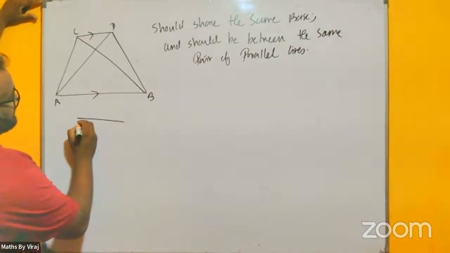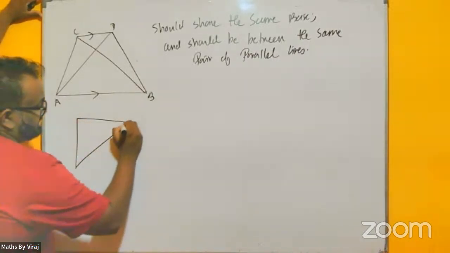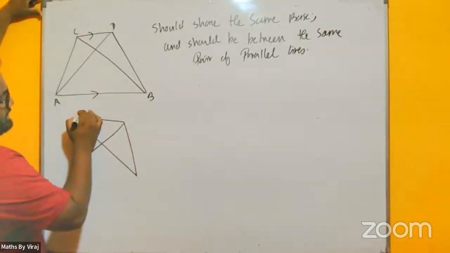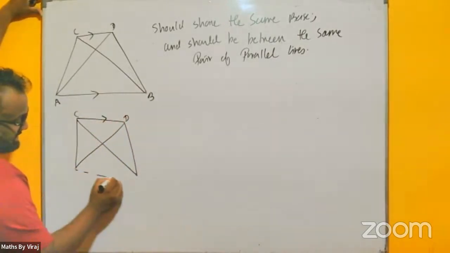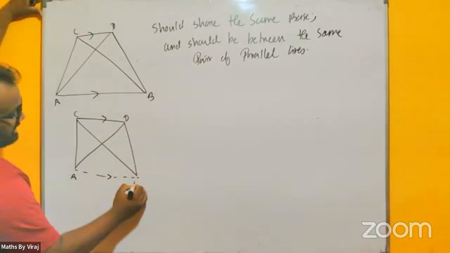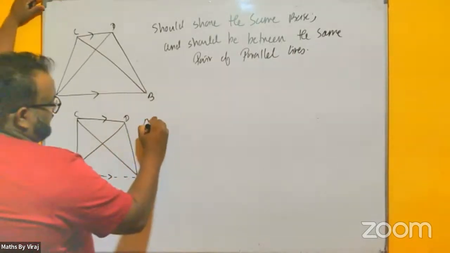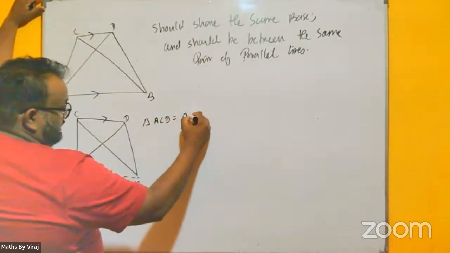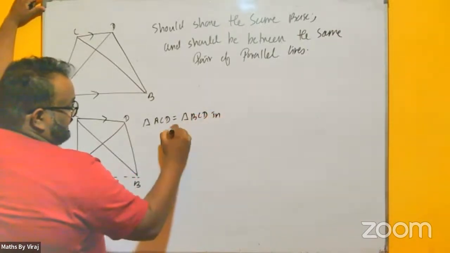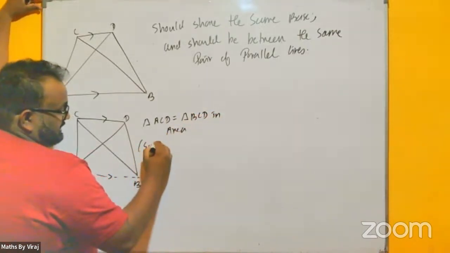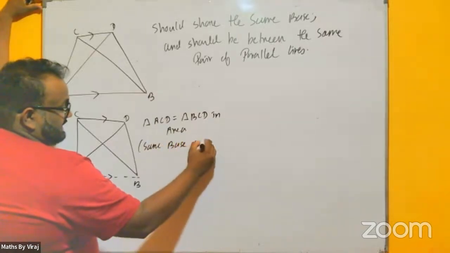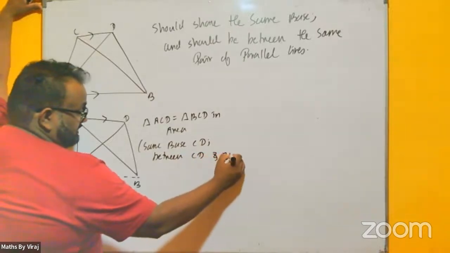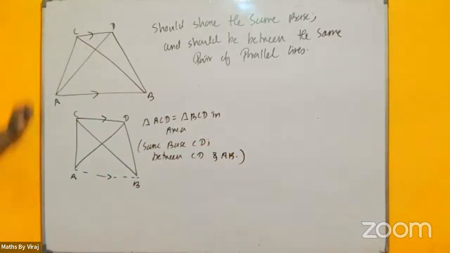I'm going to put CD and compare. There are two triangles on CD. Now what is the other side that is parallel? AB. Therefore I can say triangle ACD is equal to triangle BCD in area. Why? Same base CD, between CD and AB.